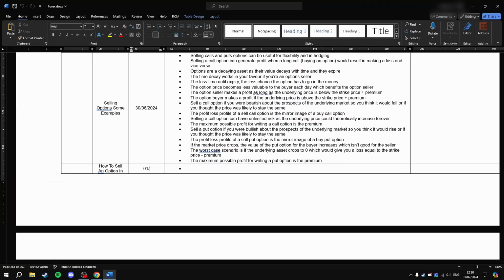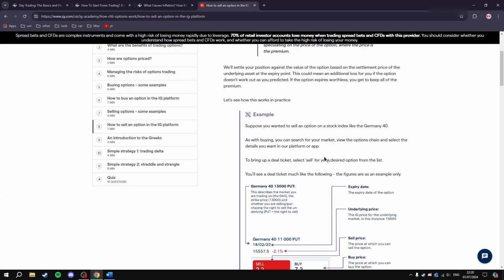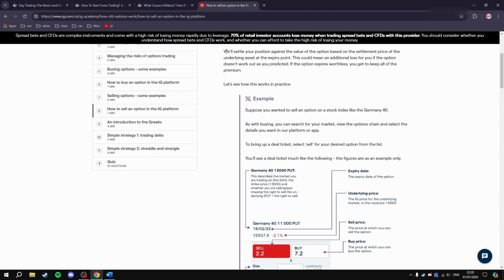So just write the date here, 1st of July. We'll settle your position against the value of the option based on the settlement price of the underlying assets at the expiry point. This could mean additional loss if the option doesn't work out as you predicted. If the option expires worthless, you get to keep all the premium.